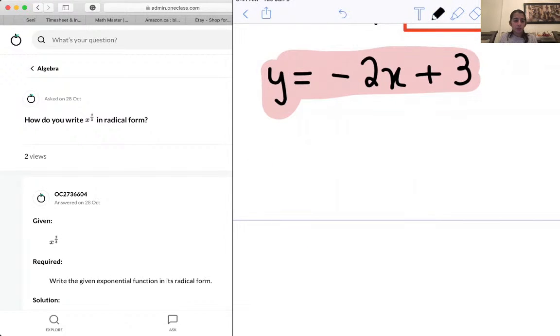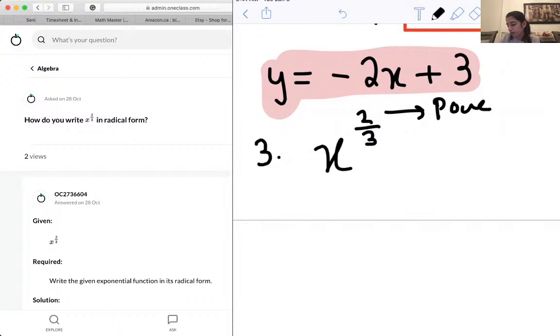Our next question is, how do you write x to the power of 2 over 3 as a radical? So x to the power of 2 divided by 3. Now, we have to make sure that the numerator is what we're raising to the power of, and our denominator is the root.